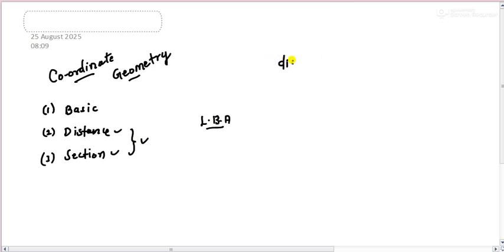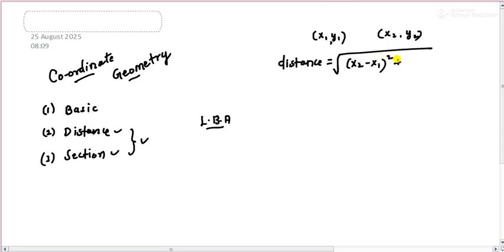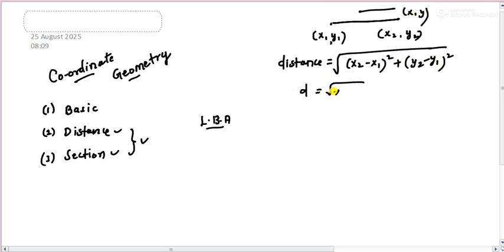Okay, so just a quick revision. What is the distance formula? Distance between 2 points x1, y1 and x2, y2. The formula is root of (x2 minus x1) the whole square plus (y2 minus y1) the whole square. Okay, very good. And what will be the distance from the origin to a point x comma y? Root of x square plus y square. So we have already solved many problems on these two.